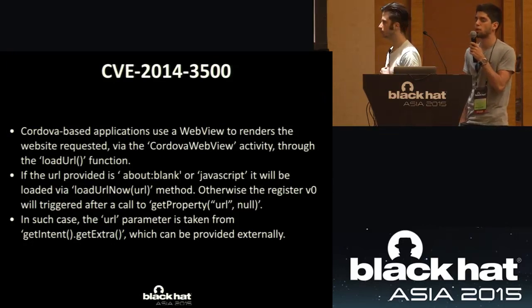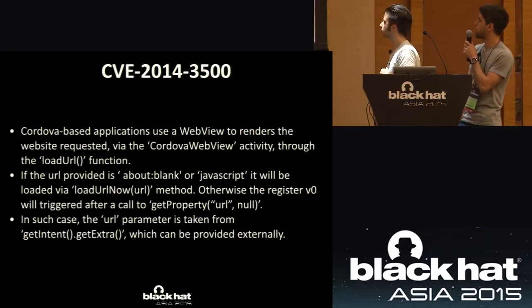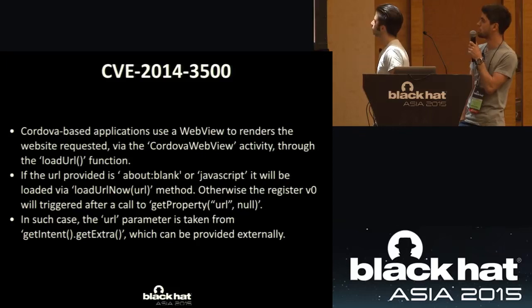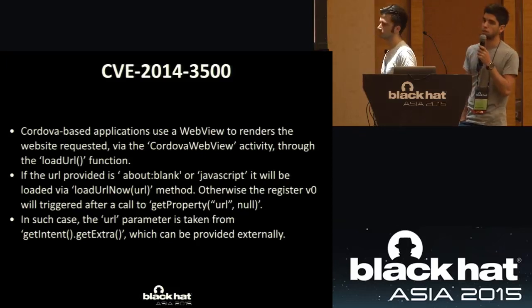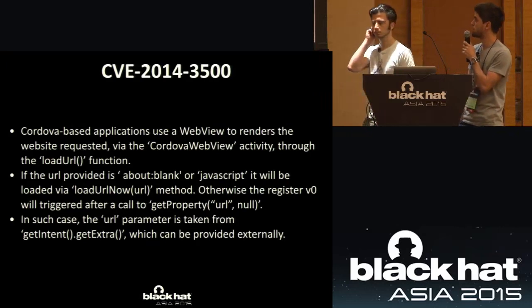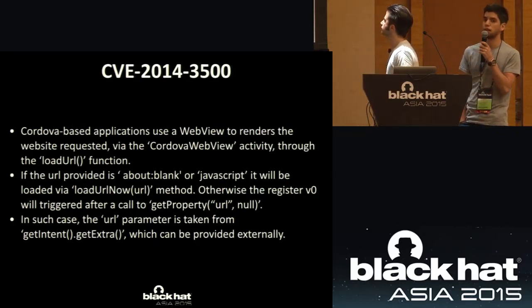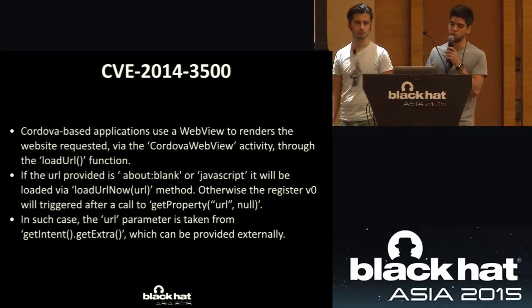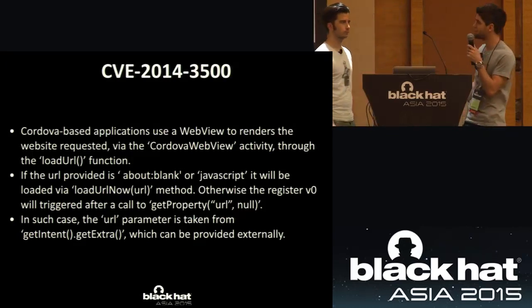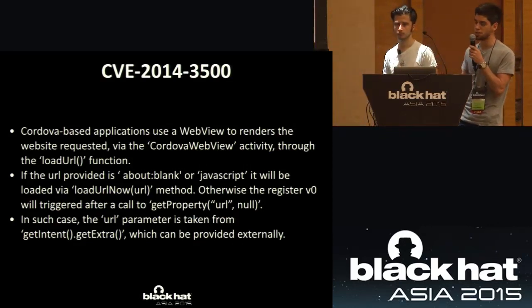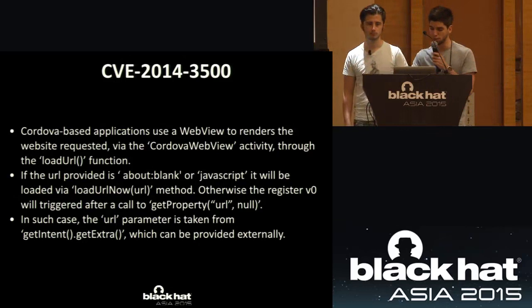And how is this overridden? Well, it is overridden through the getProperty method, which basically calls the getIntent().getExtras method. This means that basically the parameter received by this functionality can be provided from outside. So, I mean, 2 plus 2 is 4: if you provide to this parameter a malicious URL, you will exploit the user and you will trick the user.